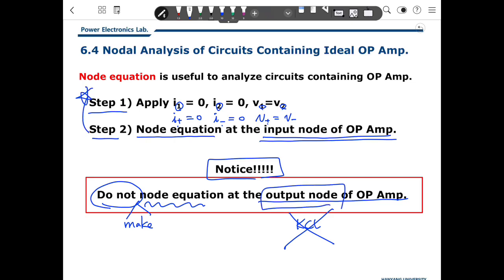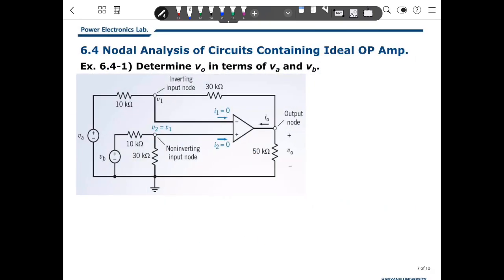So that's the way to analyze an electric circuit containing the op-amp. Make a node equation. For the remaining circuit except the op-amp, you can use other tips, using Thevenin's or Norton's theorem, whatever it is. So this example 4.1.